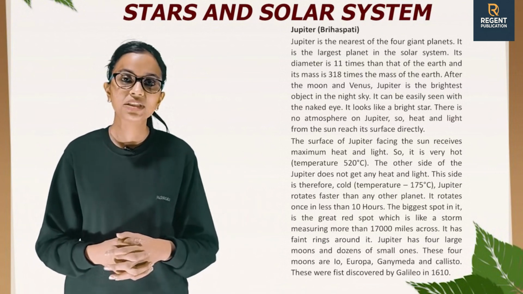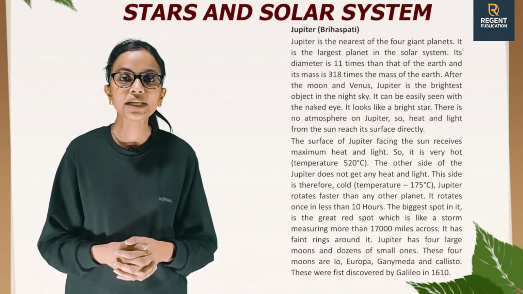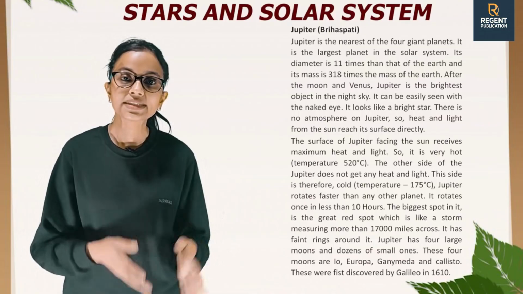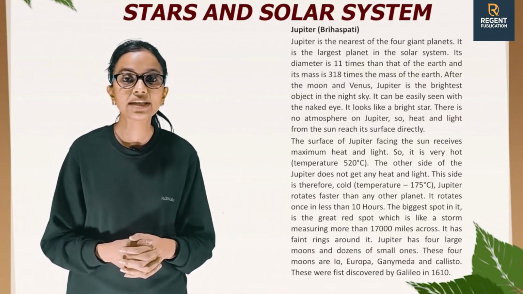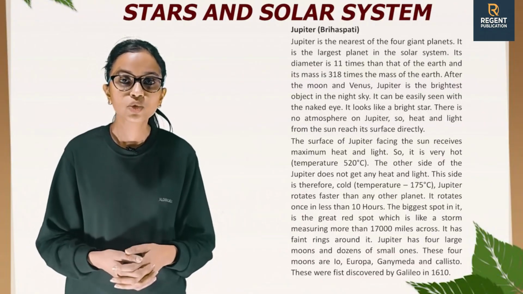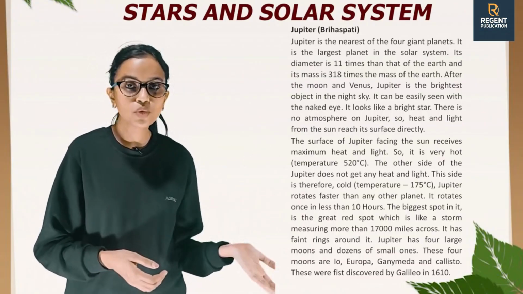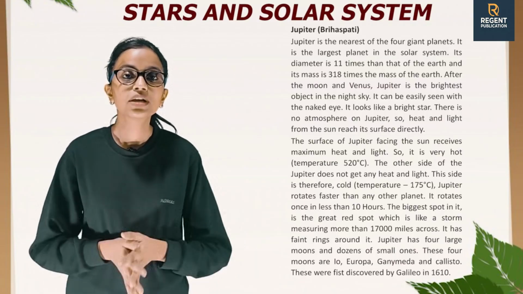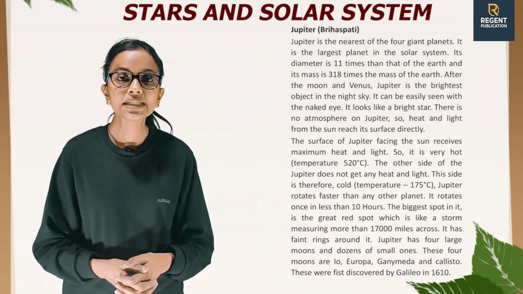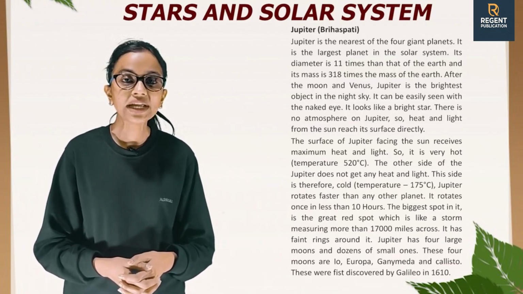Jupiter, Brihaspati. Jupiter is the nearest of the four giant planets. It is the largest planet in the solar system. Its diameter is 11 times that of the Earth, and its mass is 318 times the mass of the Earth. After the Moon and Venus, Jupiter is the brightest object in the night sky. It can be easily seen with the naked eye. It looks like a bright star.